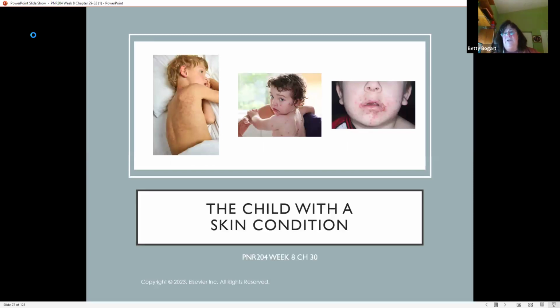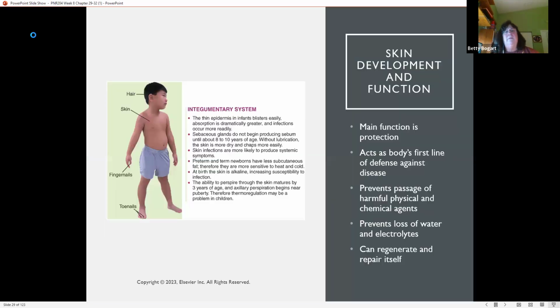Now, skin conditions. Children are always getting something on their skin, right? So let's look at them. The skin protects our body, right? It is a great body system, and it prevents stuff from going right into the body. It also protects it from burns. It protects it from chemicals burning them. So it has to go deeper with it. It does prevent water and electrolyte loss. And the great thing, it does come back. It does regenerate.